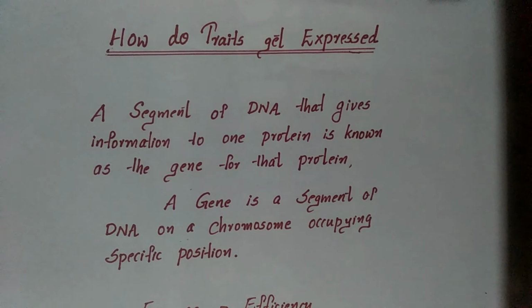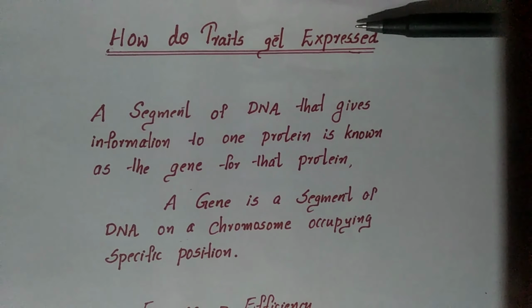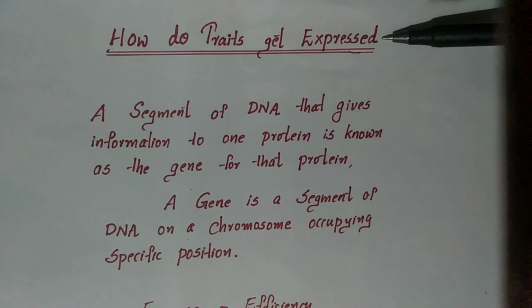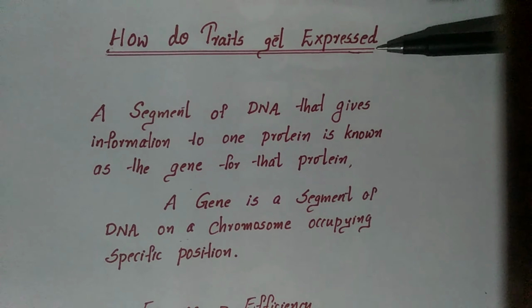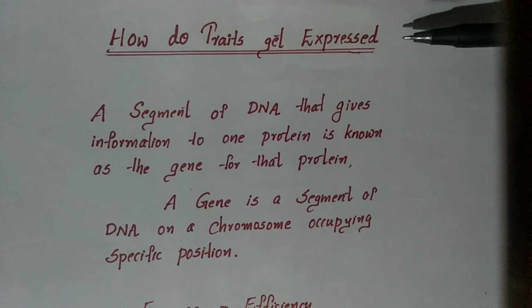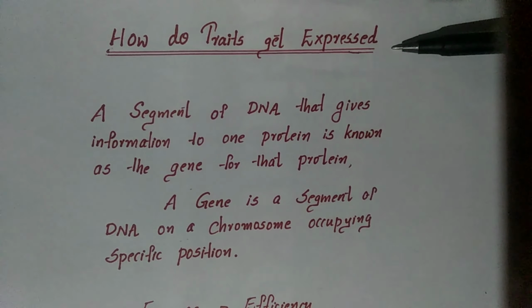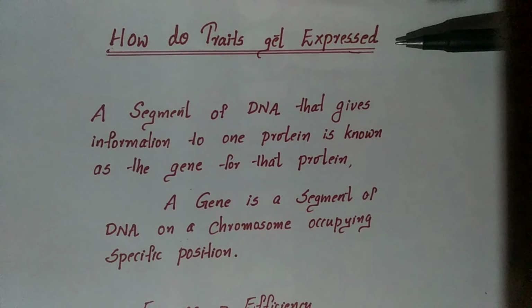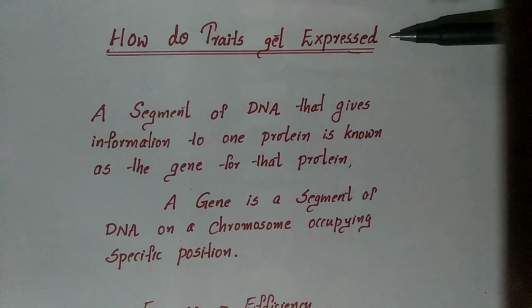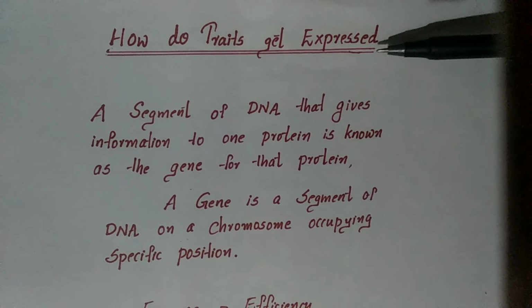So my dear students, our next topic is regarding how do traits get expressed. What we have seen in previous classes is that some of the traits will get expressed and some will get suppressed. That is what we call dominant trait and recessive trait. So let us see how some of the traits, for example, dominant trait, get expressed, or what is the reason for some of the traits to get expressed and some others not getting expressed. Here we are going to discuss the reason behind this expression of a particular trait.